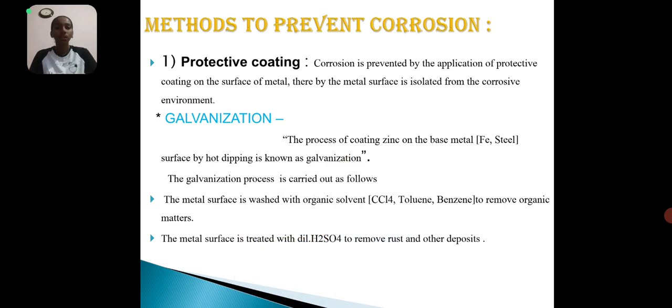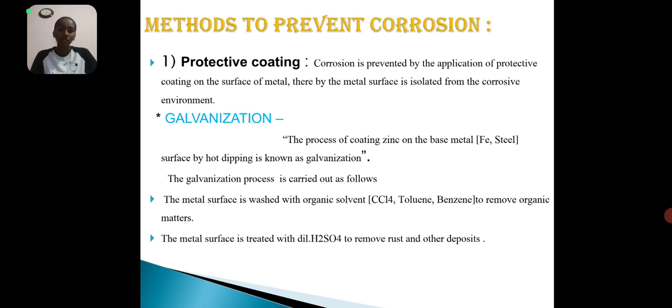Now let's look into the methods to prevent the corrosion. The first one is protective coating. Corrosion is prevented by the application of protective coating on the metal surface, thereby the metal surface is isolated from the corrosive environment. Galvanization is one of the methods of protective coating. What is galvanization? The process of coating zinc on the base metal, that is iron or steel surface, by hot dipping is known as galvanization.